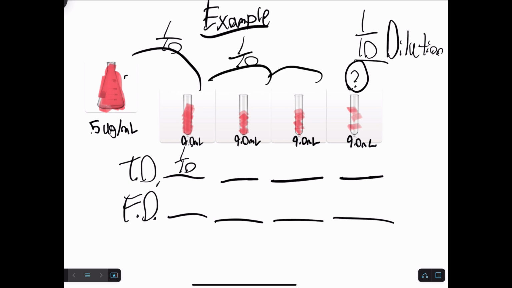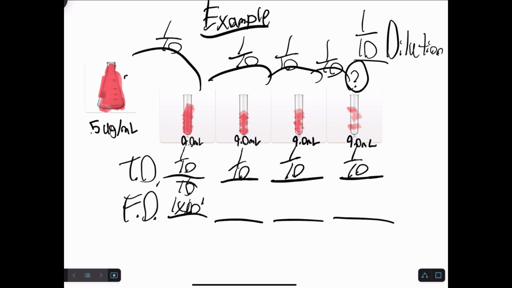If you've been paying attention to this video so far, you should probably know that. 1/10, 1/10, 1/10. So our final dilution, I'm going to write this in terms of scientific notation just to make our lives a little bit easier when inputting this into the calculator. So our first one is 1 times 10 to the first, which translates just to 10, because we're taking 1/10.